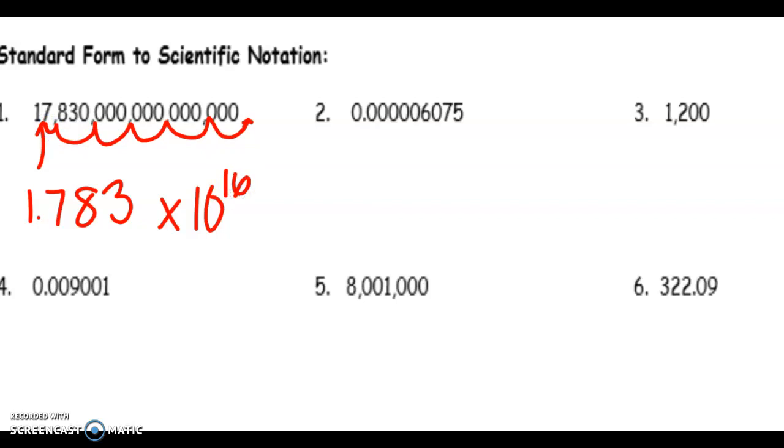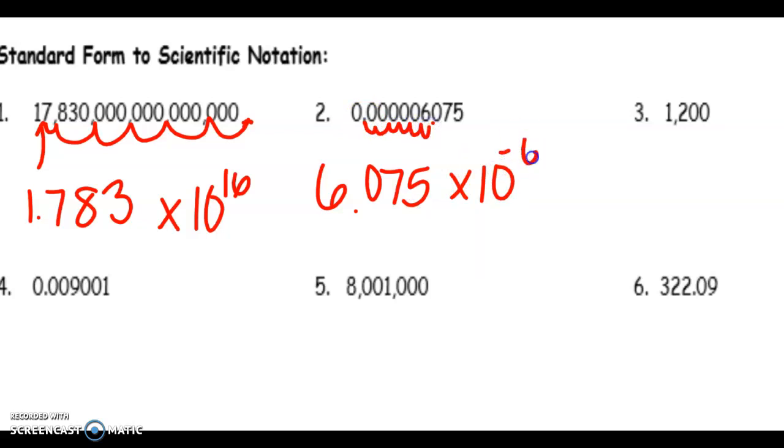Okay, so the second number, when I first look at this number, I identify that this is not a number I want in my bank account. So I say this has got to be a negative number. It's really, really, really small. I know that my decimal starts here. I know that I want it to end up here. So I'm going to put 6.075 times 10, and then in this case, 1, 2, 3, 4, 5, 6. It's going to be negative 6 because remember, it's a negative number.